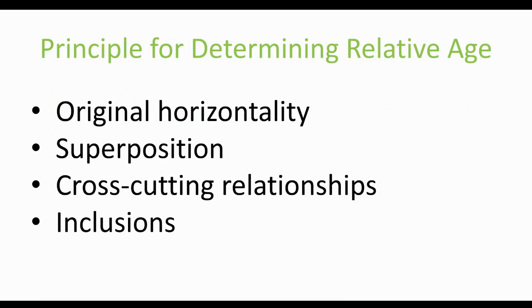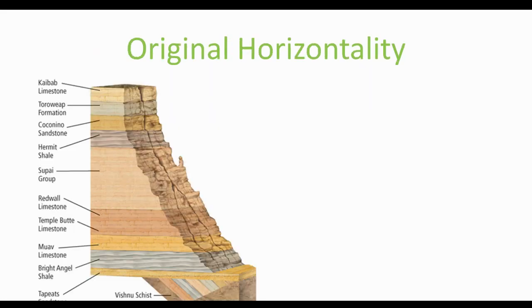They look at how the rocks are arranged relative to each other, and then they can infer the order in which they formed. There are principles for determining relative age. These are original horizontality, superposition, cross-cutting relationships, and inclusions. Original horizontality is the idea that when rocks are deposited, when sedimentary rocks in particular are deposited, they are deposited in layers.